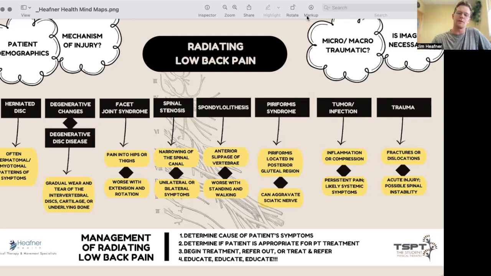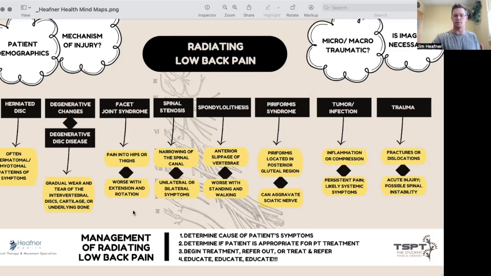Radiating low back pain. Well, first of all, now being over 10 years out as a clinician, radiating low back pain no longer scares me like it used to. And the reason is that, one, if symptoms are radiating down into the legs, we know the nervous system's involved. So we just need to start tailoring and targeting our interventions towards the nervous system. At the heart of this is determining the cause of a patient's symptoms.